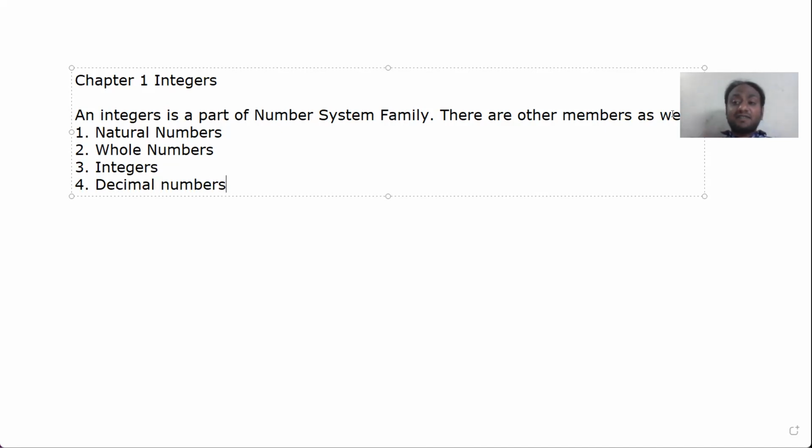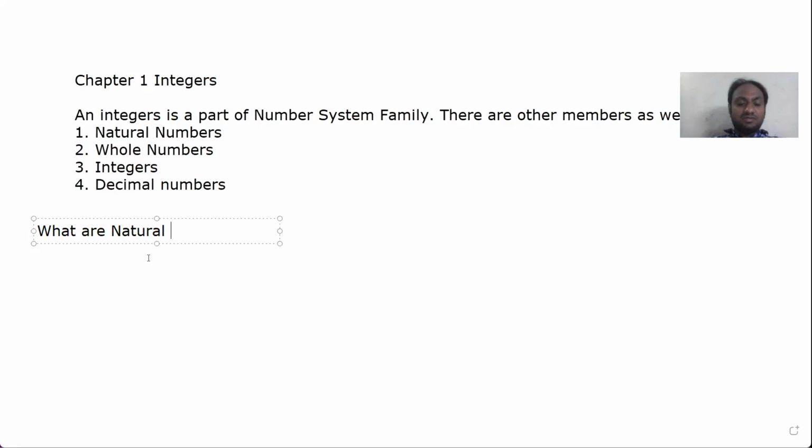In class 6, we learned about the natural number system. A few of you know natural numbers very well, but for those students who still do not remember what natural numbers are, I will explain it again so that you keep this in mind. First of all, we need to understand what natural numbers are.